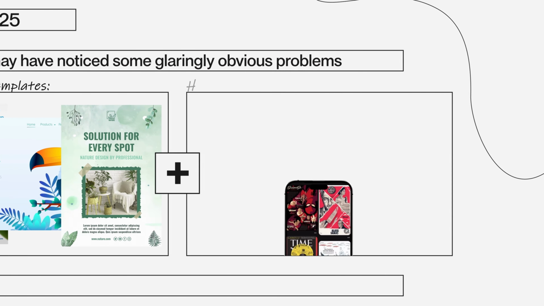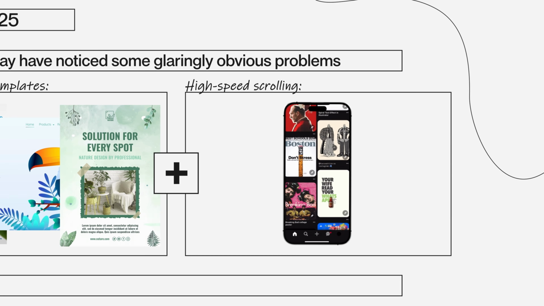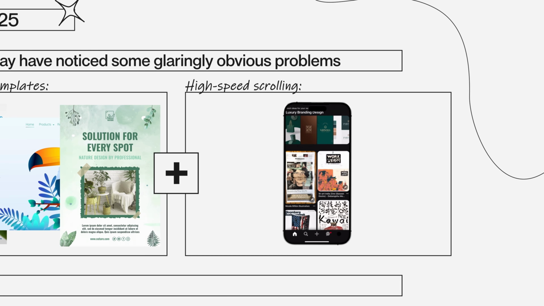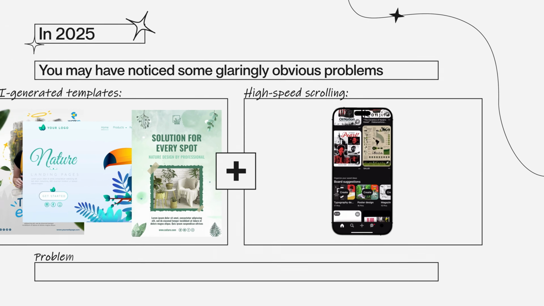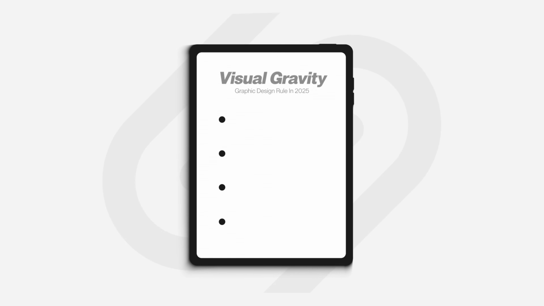Then combine that with high-speed scrolling and limitations of small screen layouts. Subsequently, most designs then at a glance become forgotten. But if you master this one rule, this will not be an issue for you anymore. So visual gravity, as a graphic design rule in 2025, has 4 key parts.